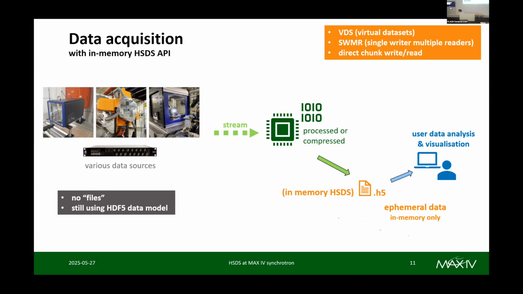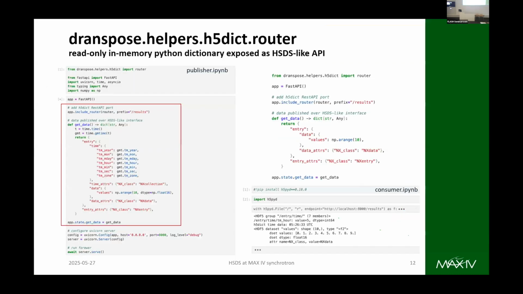My colleagues, for simplifying things, went even one step further. They got rid of that POSIX storage, and they are exposing the results in memory with the HSDS API. So all files are gone. We don't have them at all. But we have the HDF5 data model, and that I like. So, this is the last slide, how it is done.